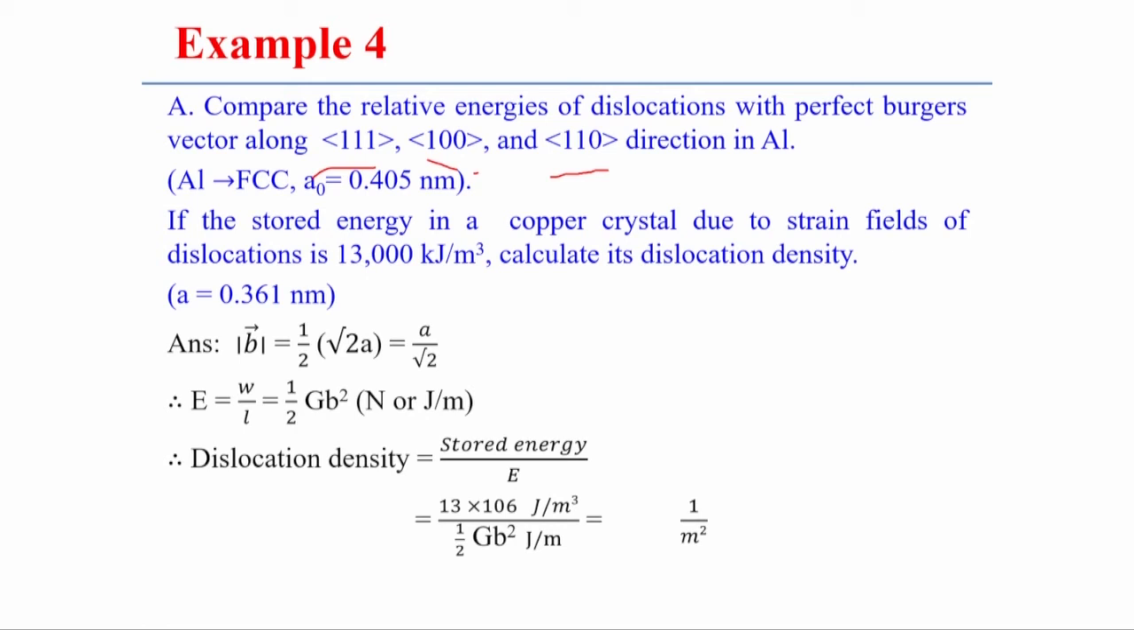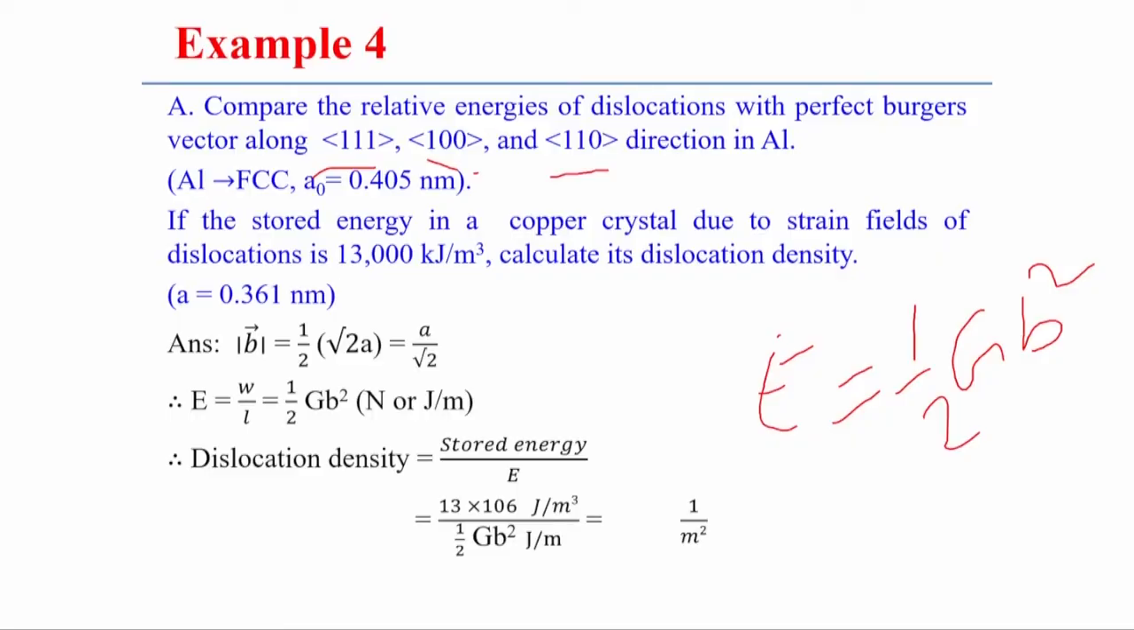So the first problem, how can we solve it: compare the relative energies of dislocations with perfect Burgers vector. To solve this problem, we know that the amount of energy is basically half of G b square. But remember, in this problem we have not explicitly defined the size of the core. When that data is not available, we can assume that the energy associated with the dislocation is simply E equal to half of G b square. That energy is per unit length, and G is the shear modulus. It's a material property, which should be given here or should be known.